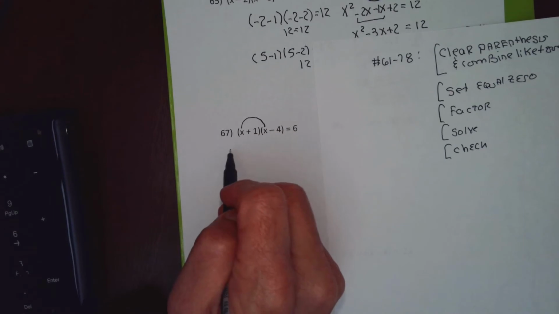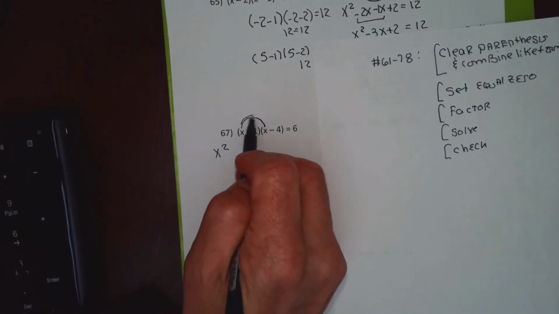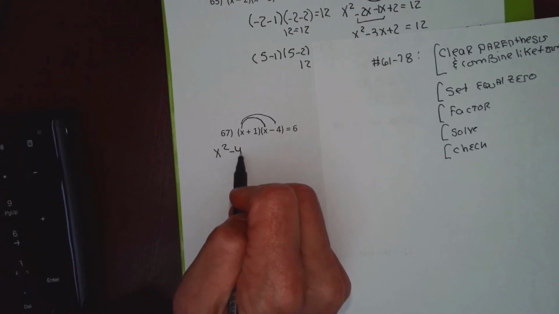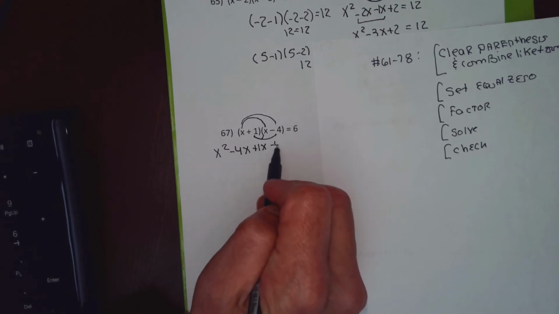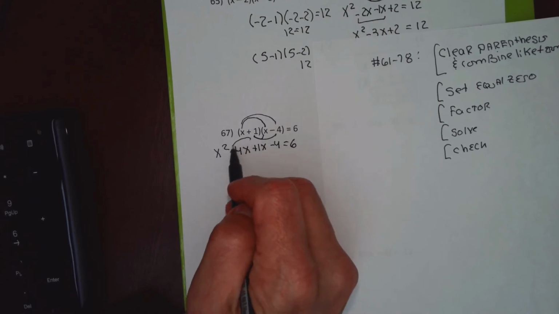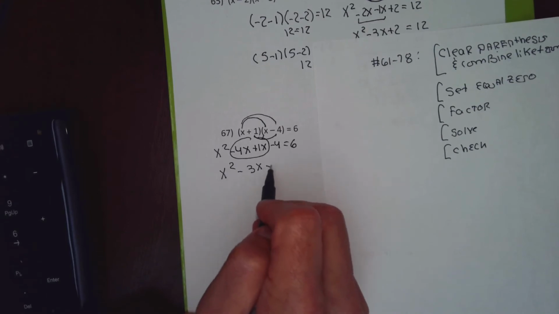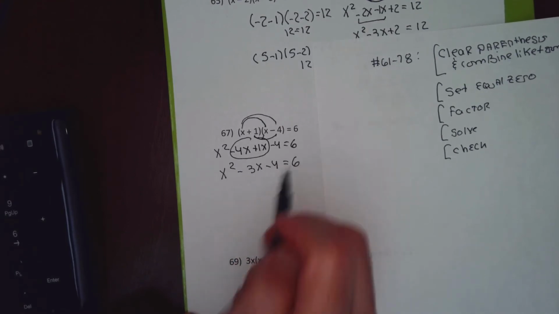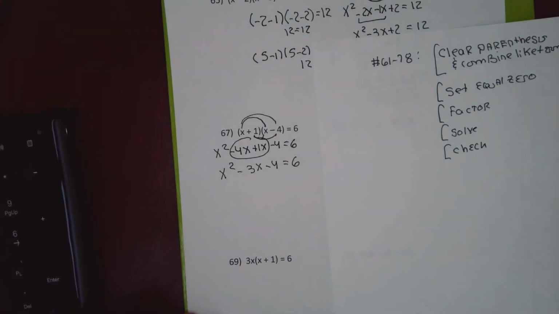On the left-hand side, I'm going to multiply x times x and get x squared. I'm going to multiply x times minus 4 and get minus 4x. I'm going to multiply 1 times x and get plus 1x. I'm going to multiply 1 times minus 4 and get minus 4. And I'm going to combine like terms. Minus 4x plus 1x is negative 3x. Now that's the end of the first step, combine like terms, cleared parentheses.